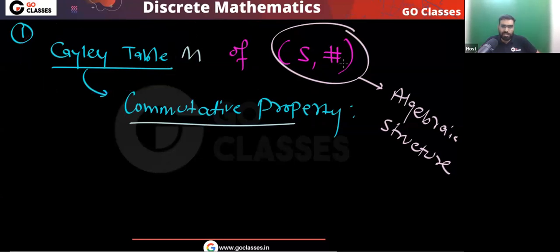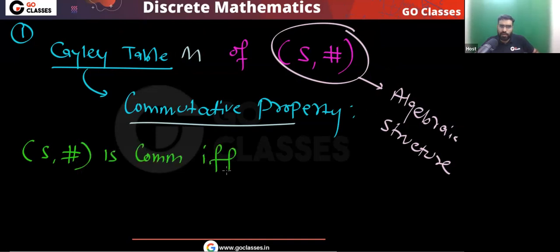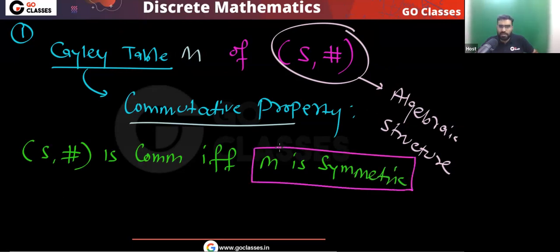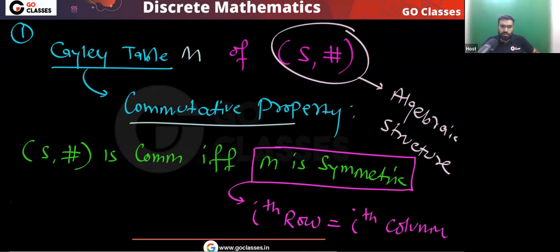Now let's assume you have this structure (S, #), and this Cayley table is given to you. When can I say this structure is commutative? This (S, #) is commutative if and only if this Cayley table M is symmetric. What does that mean? That means in this M, the ith row is equal to the ith column.